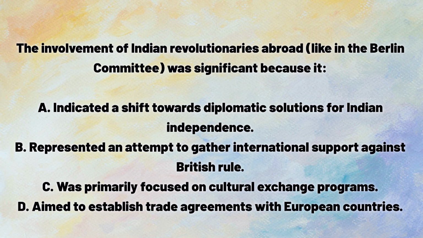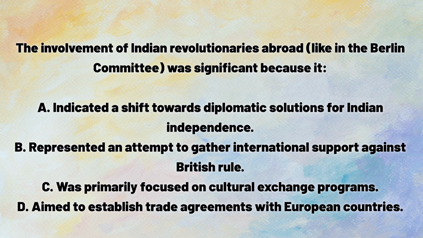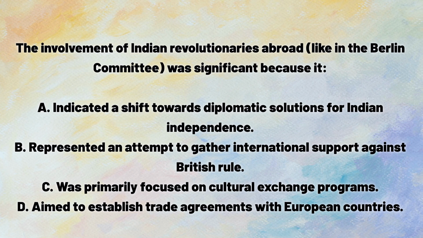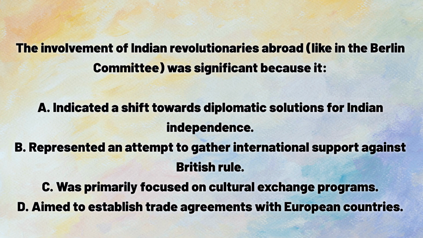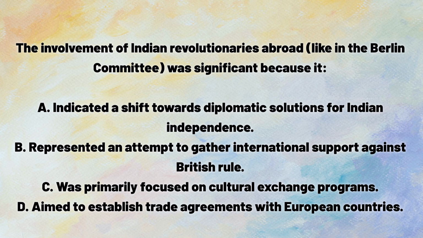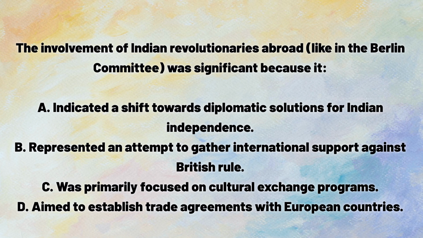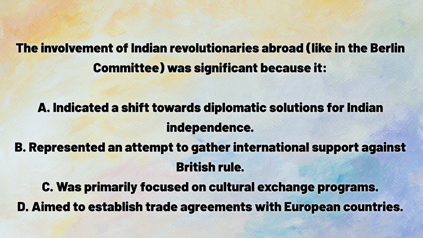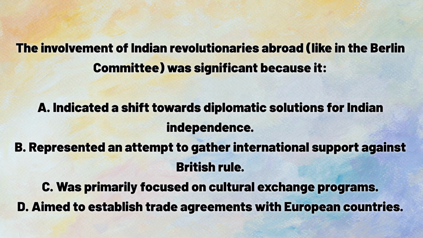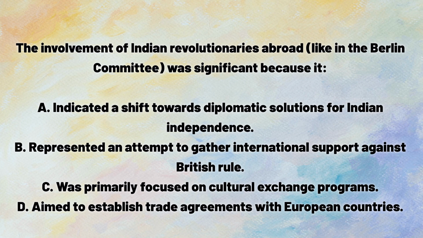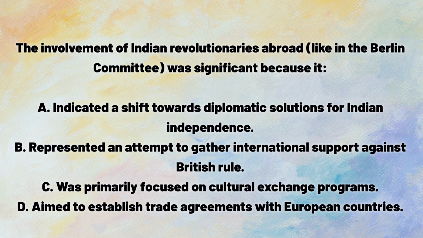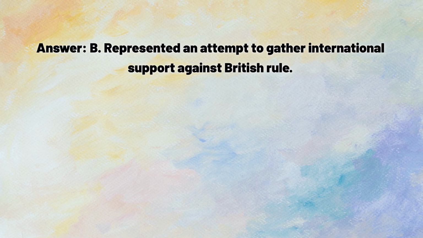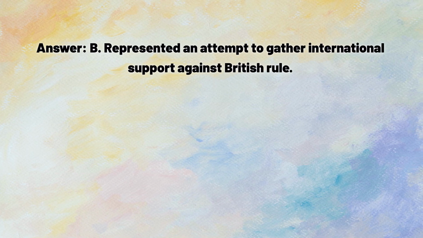The involvement of Indian revolutionaries abroad, like in the Berlin Committee, was significant because it a. indicated a shift towards diplomatic solutions for Indian independence, b. represented an attempt to gather international support against British rule, c. was primarily focused on cultural exchange programs, d. aimed to establish trade agreements with European countries. Answer: B. represented an attempt to gather international support against British rule.